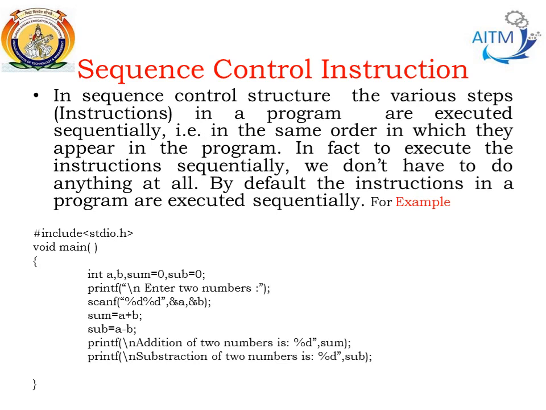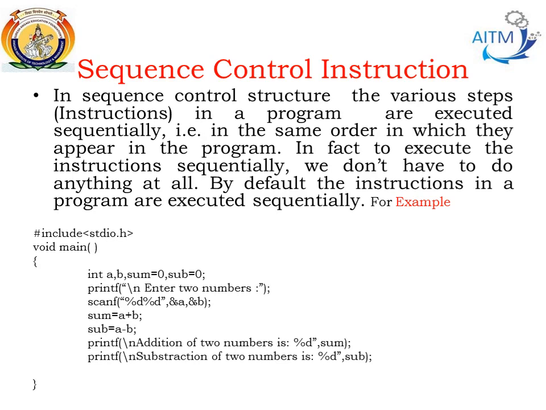After this instruction is executed, the next instruction that will be executed is the scanf statement, which reads two values from the user. Once the values have been read, the next instruction that gets executed is sum equal to a plus b, which performs addition of the two numbers entered by the user. After this, the next instruction that gets executed is sub equal to a minus b, which performs the difference between the two numbers, that is, the subtraction operation.